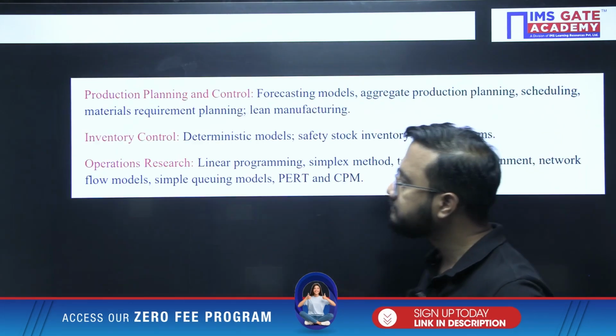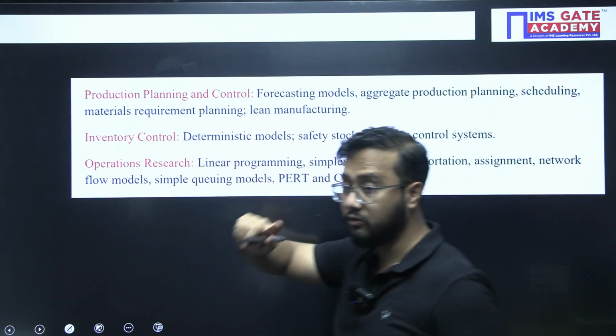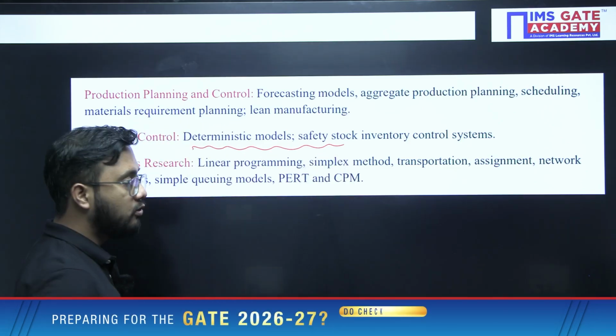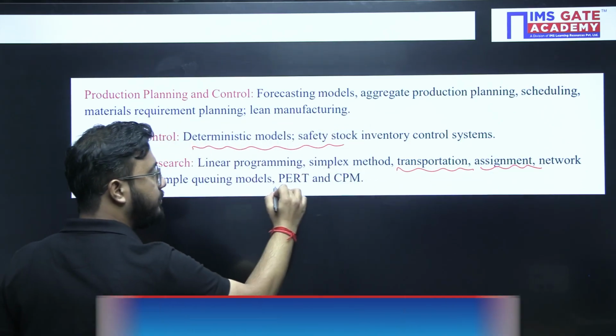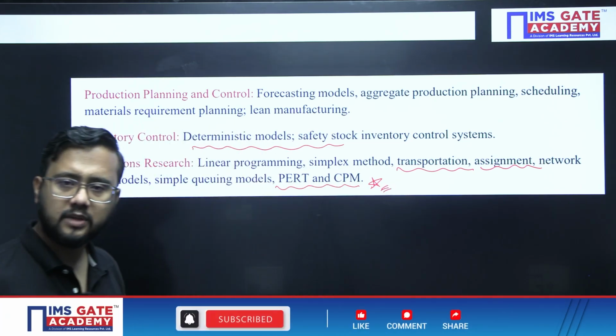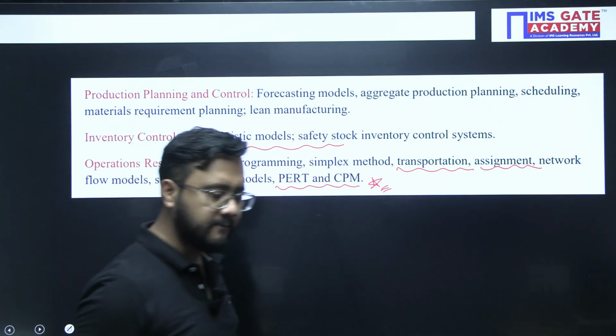If you are attending the classes, then whatever has been discussed in the classes is more than sufficient, right? Then we have production planning and control part, inventory control. Questions are mostly coming from this inventory control topic, and from transportation, assignment related parts, and CPM. This is one of the most important ones from the industrial topics, right?